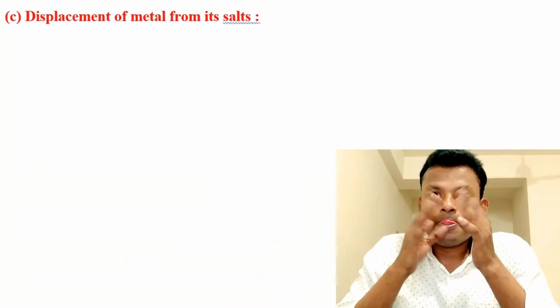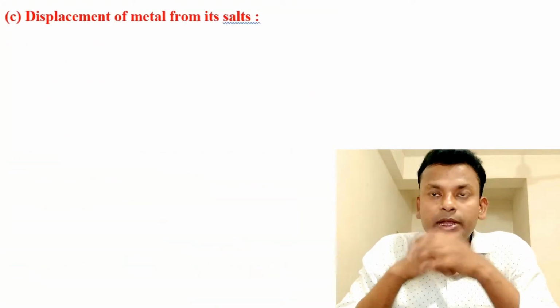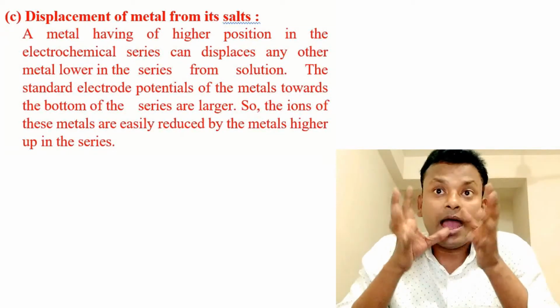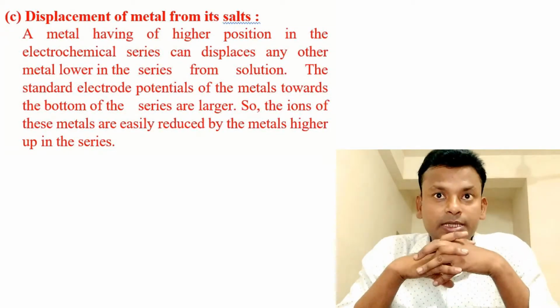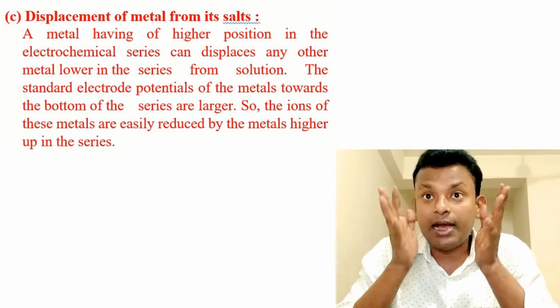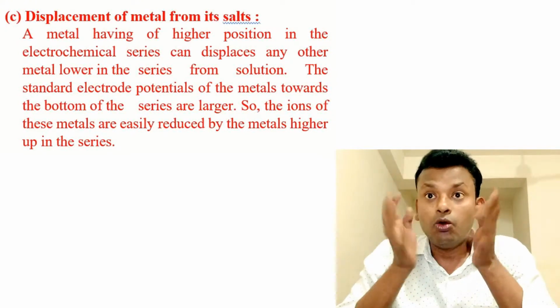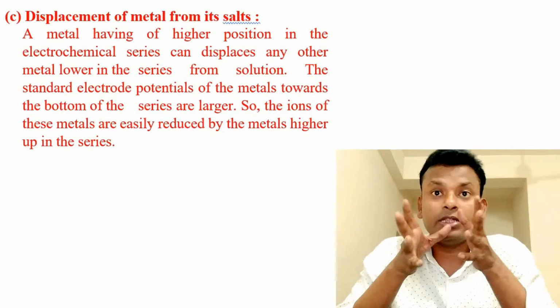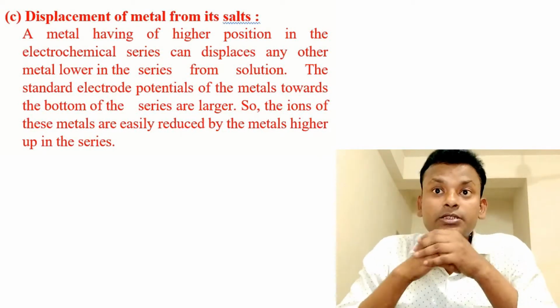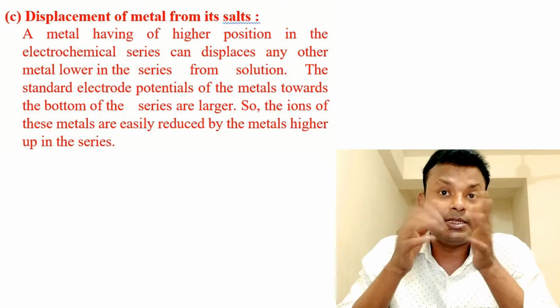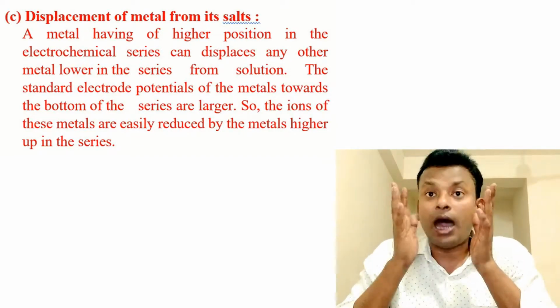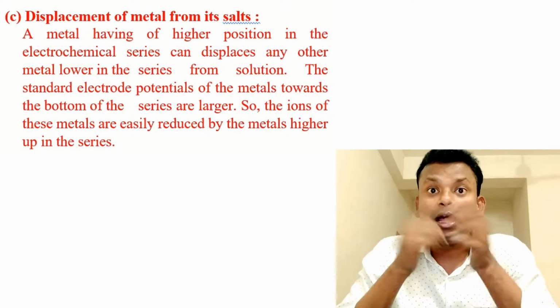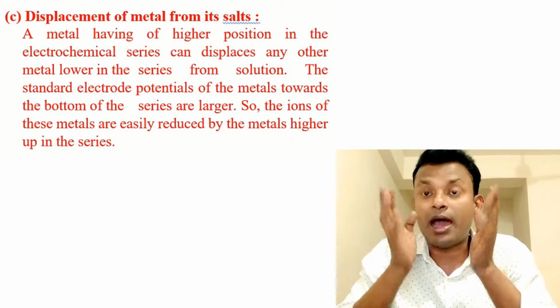Point C. Displacement of metal from its salt. A metal having a higher position in the electrochemical series can displace any other metal lower in the series from solution. The standard reduction potentials of the metals towards the bottom of the series are larger, so the ions of these metals are easily reduced by the metal higher up in the series.